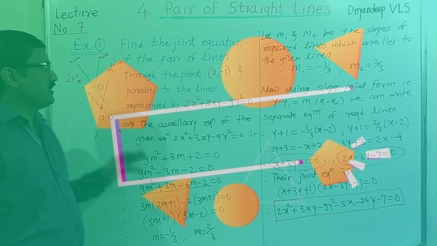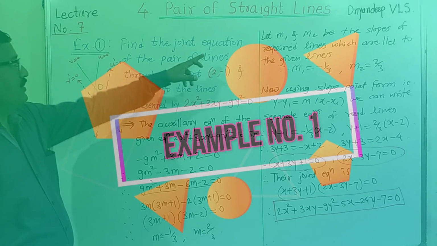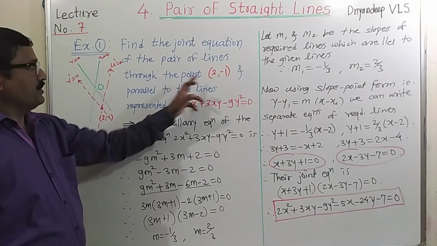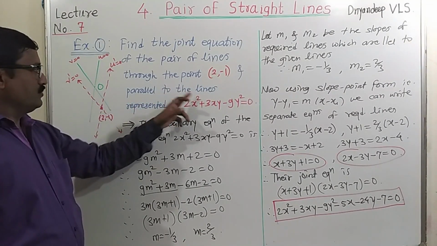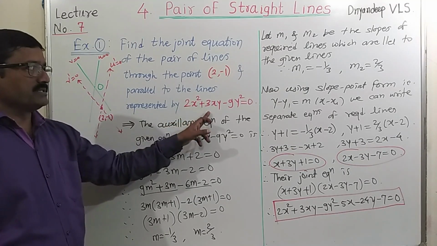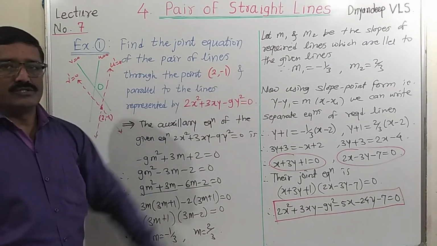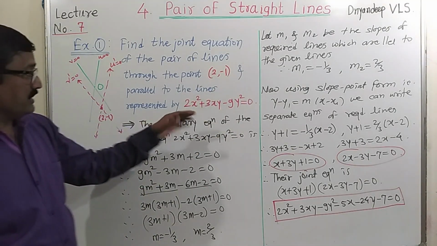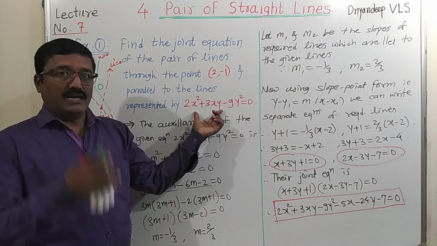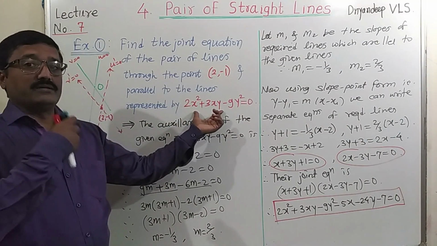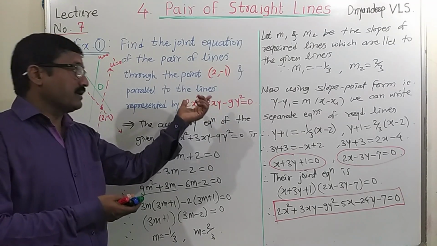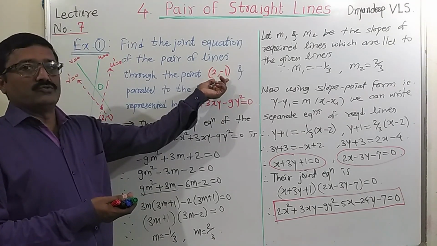Let us see this solved example number 1. Find the joint equation of the pair of lines through the point (2, -1) and parallel to the lines represented by 2x² + 3xy - 9y² = 0. Here one pair of lines is given, and the question asks to find the equation of the pair of lines which are parallel to these and passing through the point (2, -1).